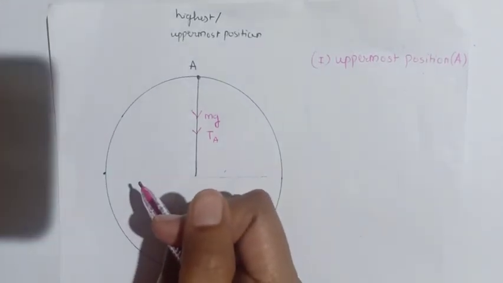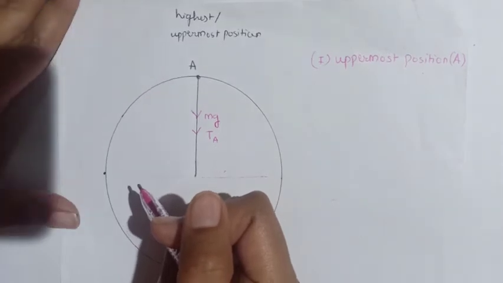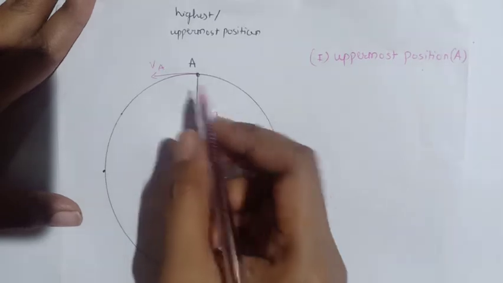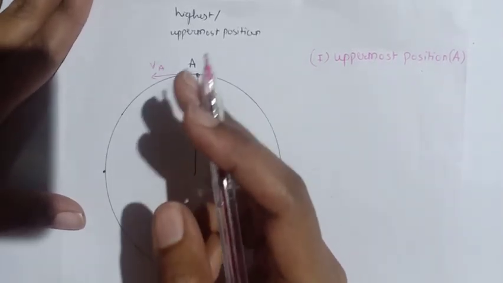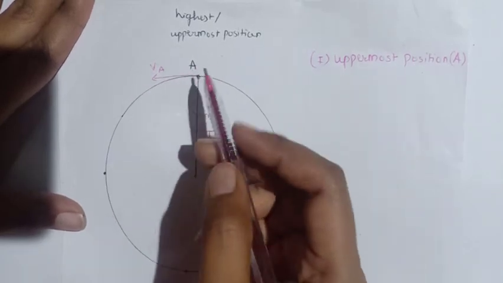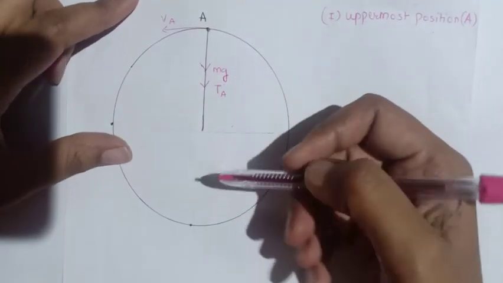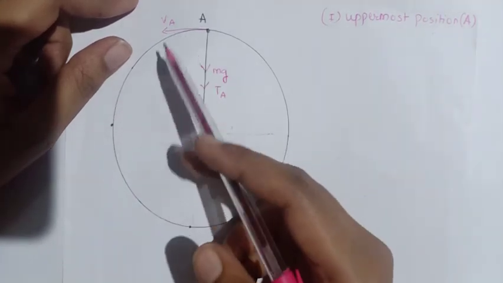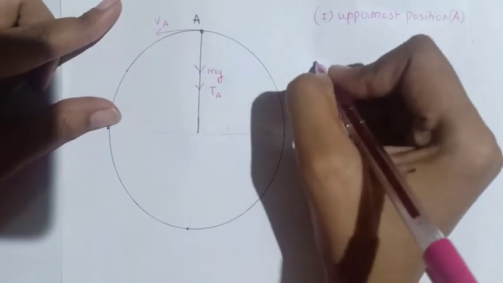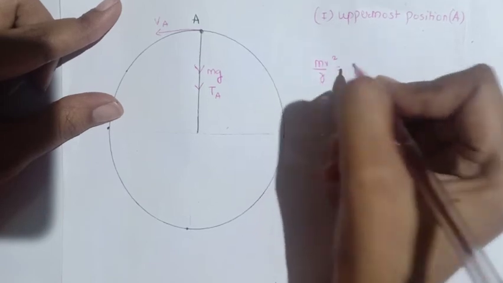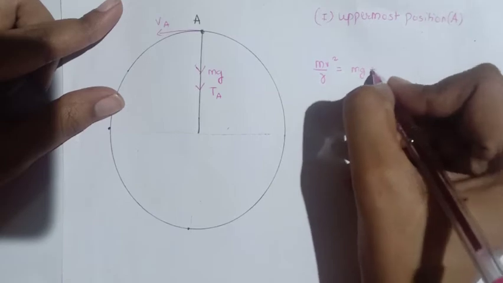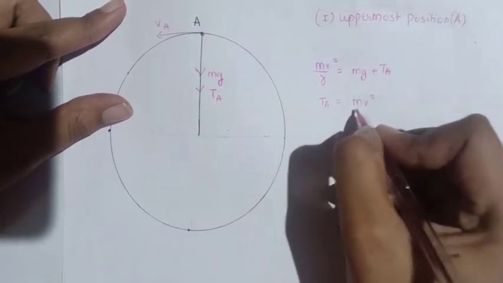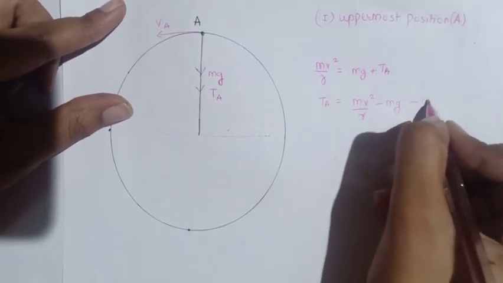Now let VA be the linear velocity of the object performing circular motion at the highest point. The centripetal force acting on the object at point A is in the downward direction, provided partly by mg and partly by TA. So the equation becomes mv square divided by r equals mg plus TA. Then tension will be given by mv square divided by r minus mg. So this will be equation 1.